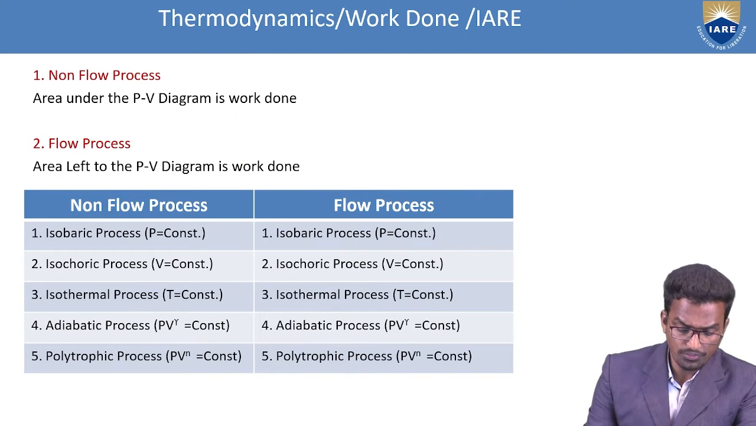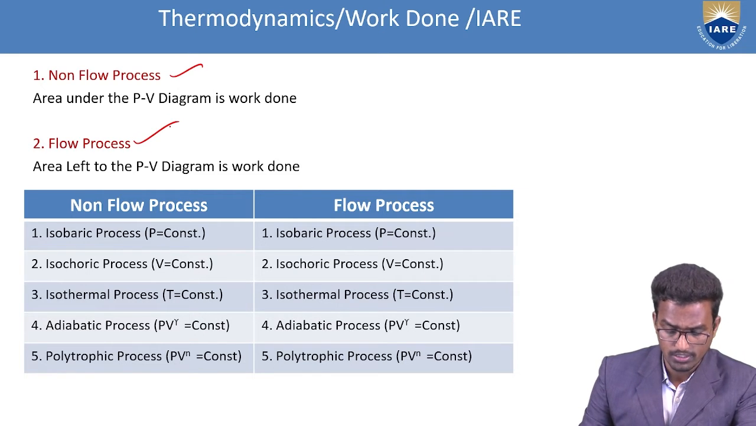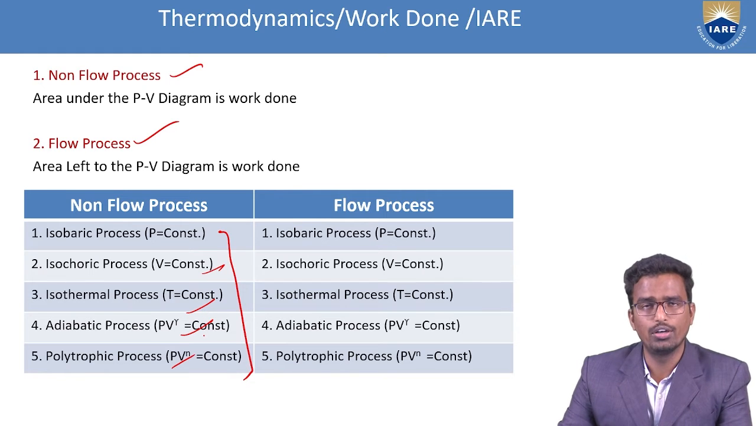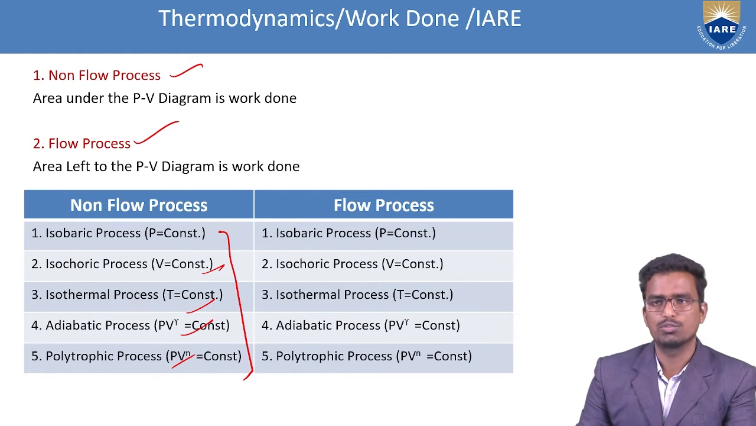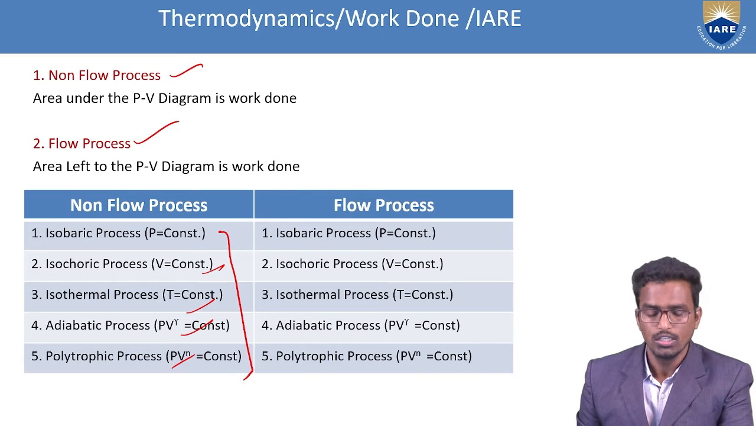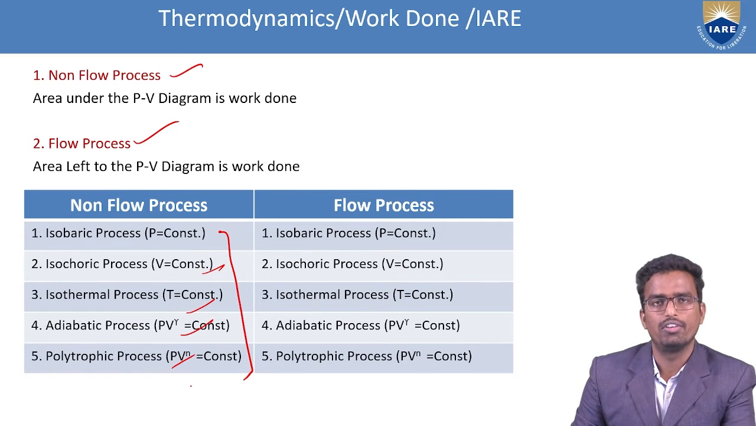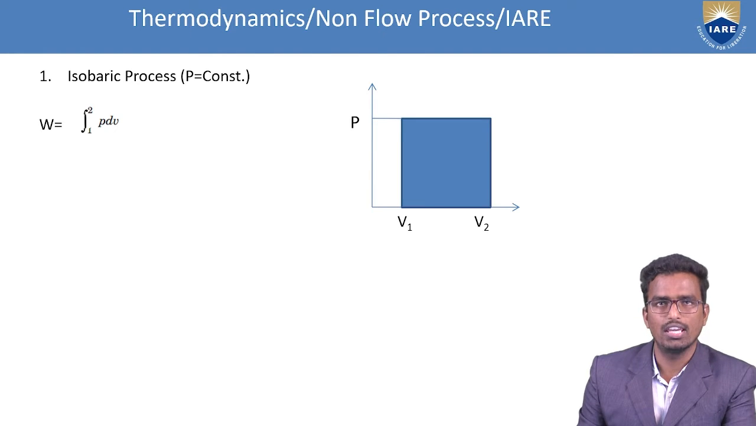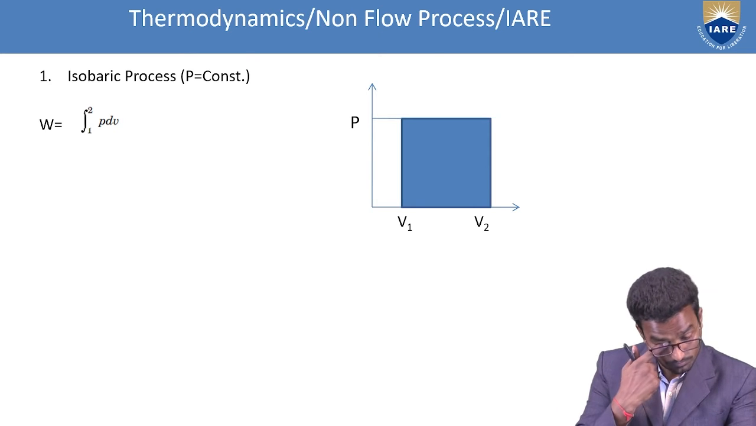Now, for the non-flow process and flow process, you have all these five processes. That means isobaric, isochoric, isothermal, adiabatic, polytropic. All of these you have for both flow as well as non-flow processes. Individually, for all these 10, we derive the equation for the work done. The first is the non-flow process, the isobaric process.